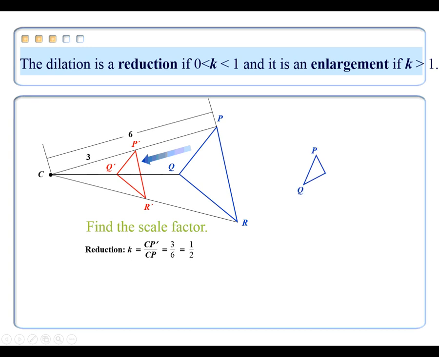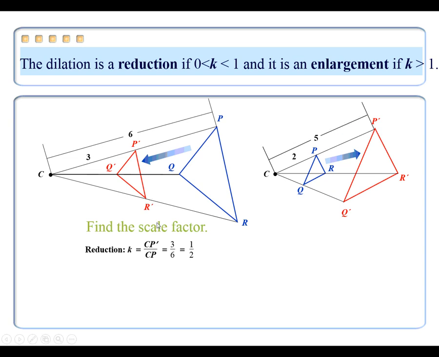So the next one, again, we have a pre-image and image, and I need to figure out what the scale factor is and if this would be a reduction or enlargement. And again, you can kind of tell by the picture, you guys. So if you see here, not only is it a reduction because the scale factor is less than 1, the image is smaller than the pre-image. So if you can see that it gets smaller, then it's a reduction. If you see it gets bigger, it's an enlargement.